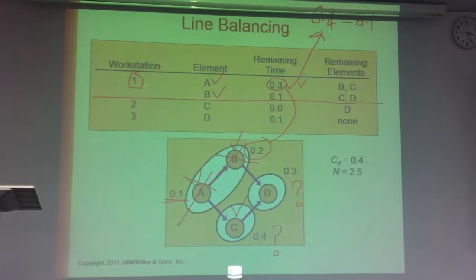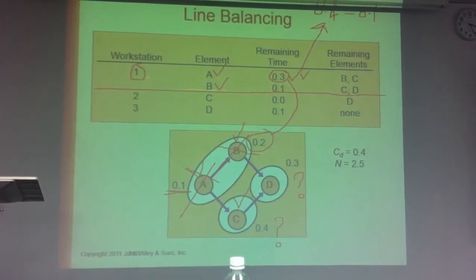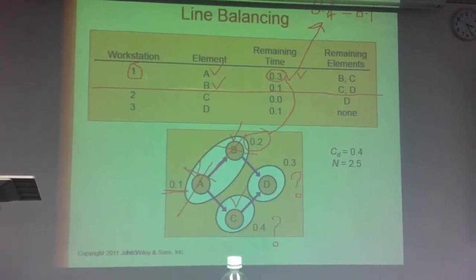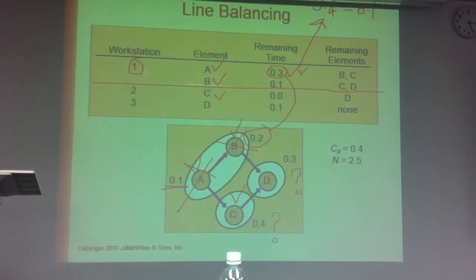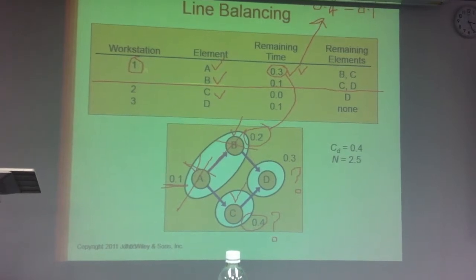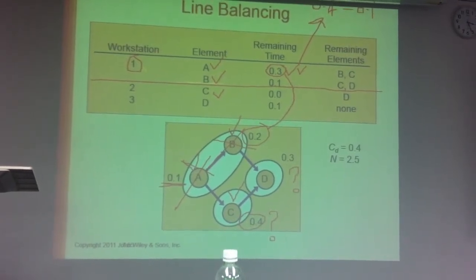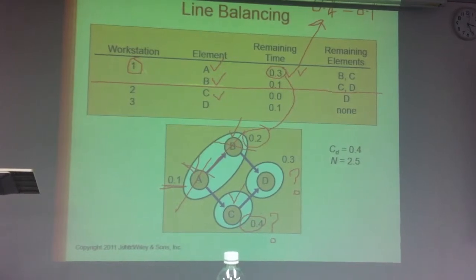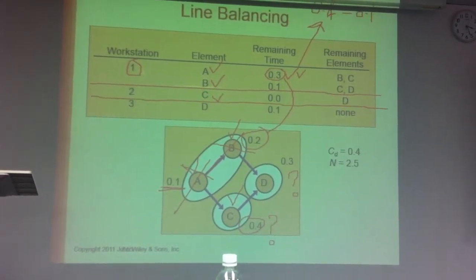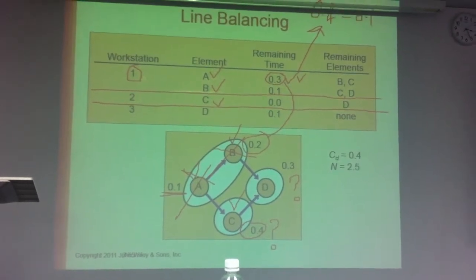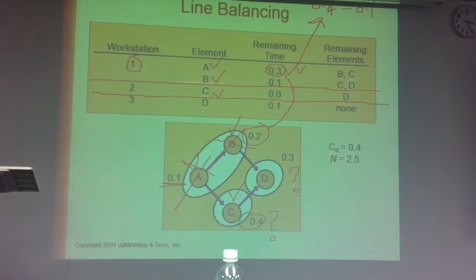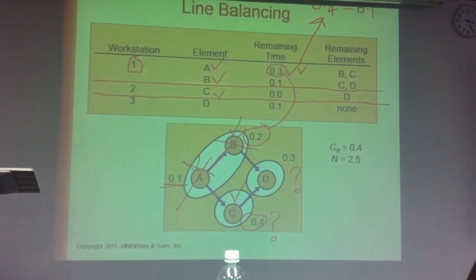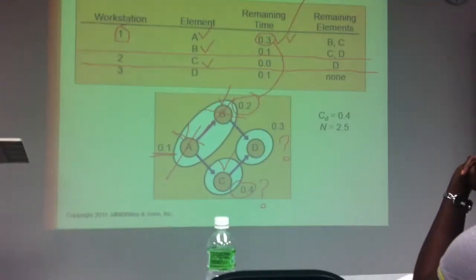So we put C here. And C is 0.4. Any time left? No time left. Close shop. Start workstation 3. The last one, of course, only one left, which is D. Put it inside and finish this. Any questions before I move to the next stage?